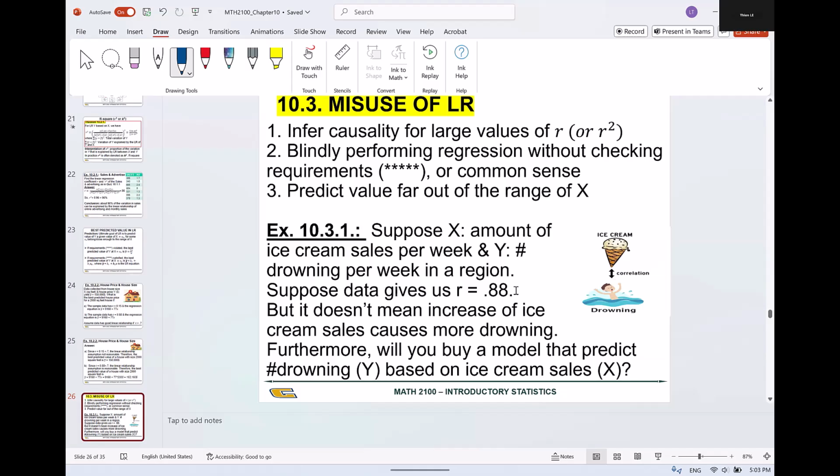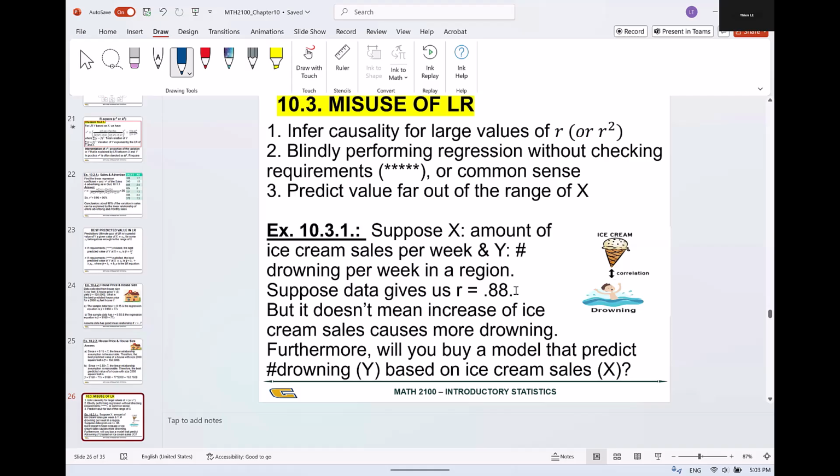And the second misuse is that people just blindly plug in, blindly performing regression without checking the requirement or common sense, right? They don't check the requirement, they don't check common sense. So if you use ice cream sales to predict drowning, it doesn't make sense, right? You don't have common sense here.